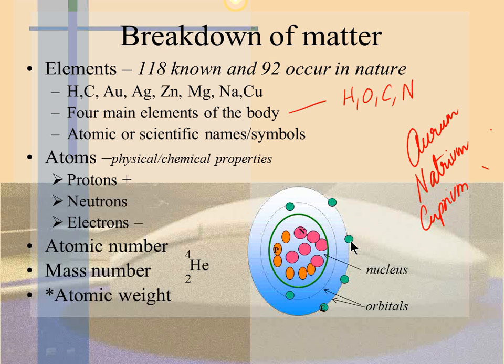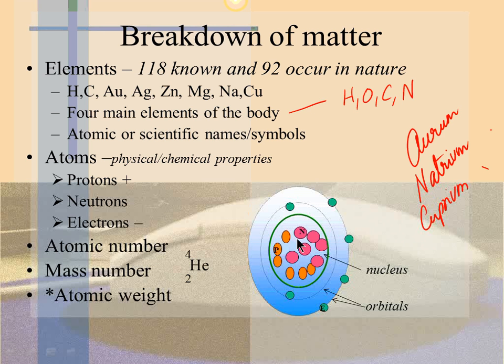These are negatively charged particles, electrons. In the nucleus, you have the heavy particles. So this is the dense zone of the atom. Here you have protons, which are with a P. Protons are positively charged particles, heavy.